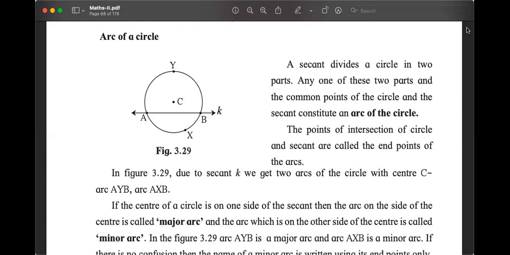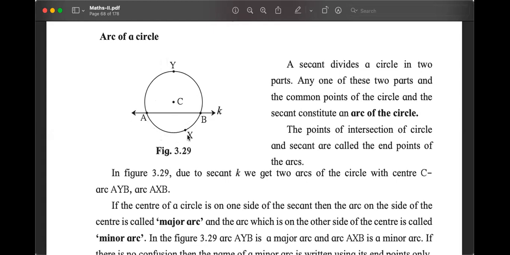So that very technical definition of the arc says that whenever we have a secant to a circle, the secant divides the circle into 2 parts. And those 2 parts are arcs. So AYB is an arc and AXB is another arc. And the arc AYB also includes point A and point B. It is not that points A and B are not part of the arc; they are also part of the arc.